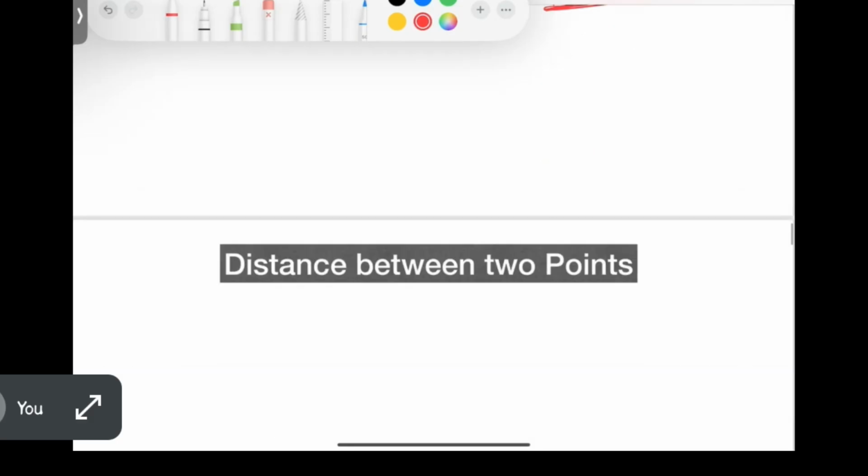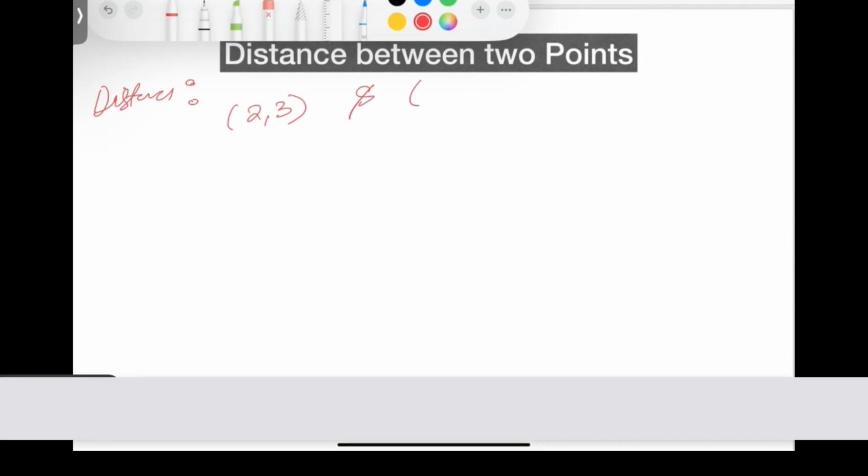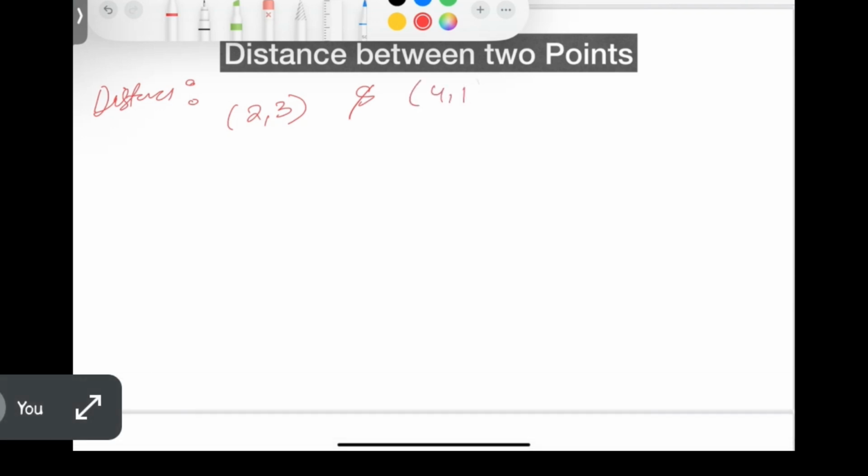Since there's large space here, let's say two points are given. Find the distance between this point and, let's say, this point, 4 comma 1. So in this case, same thing. I'll just name this one x1, y1, and x2, y2.